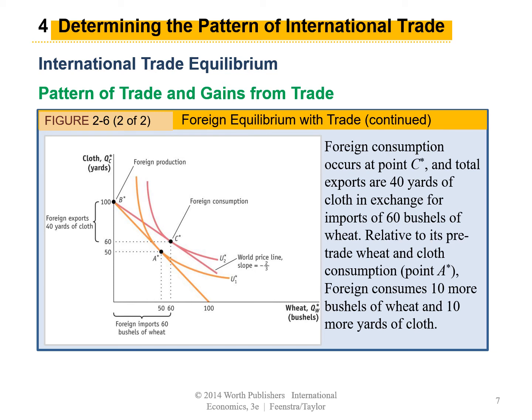At point C, the foreign country is producing 60 yards of cloth and importing 60 bushels of wheat. So that's how the foreign country reaches that C star point, which is on a higher and superior indifference curve U2 asterisk. Now, by the way, here's a terminology thing.